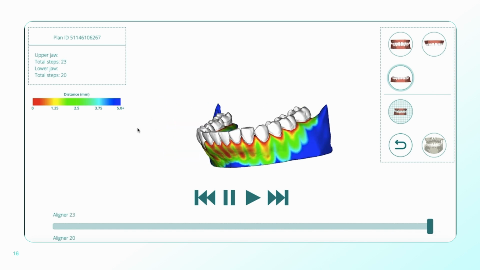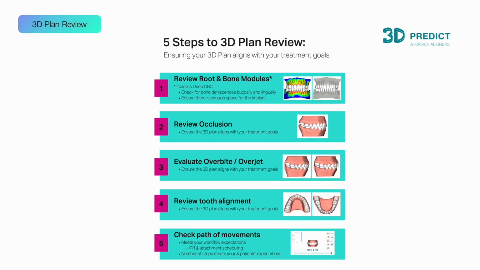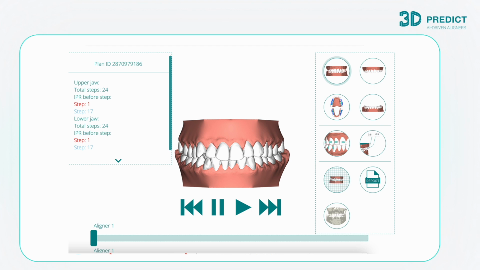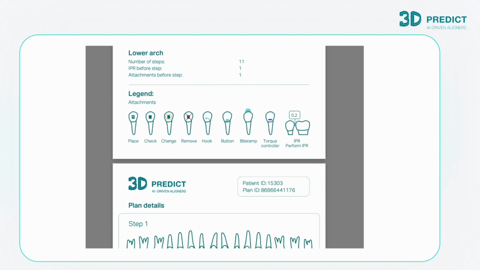If you want to have a quick reference guide for all the steps, you can go to your doctor's profile on the portal and click on the 5 steps to 3D plan review under our manual section. You can print this page and have it handy. Finally, do not forget to check your 3D plan report to plan your appointments and have a roadmap for all your treatment.